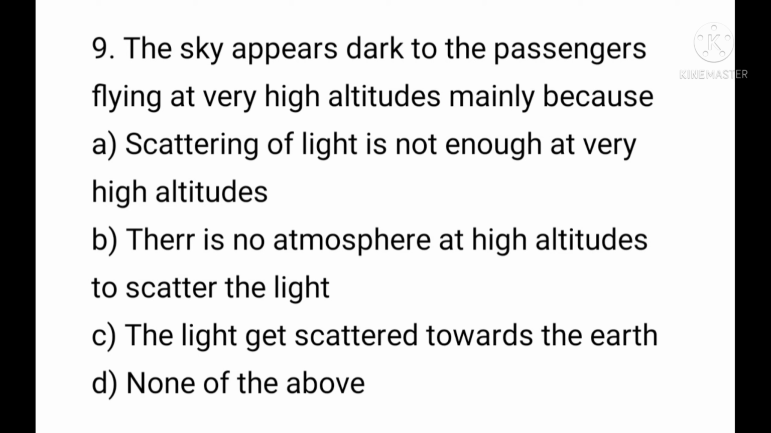Question number 9. The sky appears dark to the passengers flying at very high altitudes mainly because option A, scattering of light is not enough at very high altitudes. Option B, there is no atmosphere at high altitudes to scatter the light. Option C, the light gets scattered towards the earth. D, none of these. Here the answer is option B, there is no atmosphere at high altitudes to scatter the light.